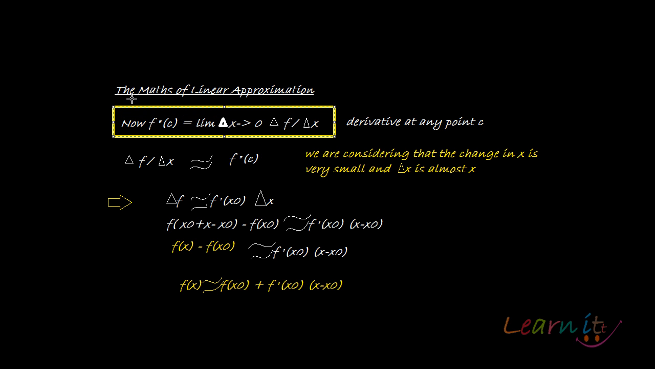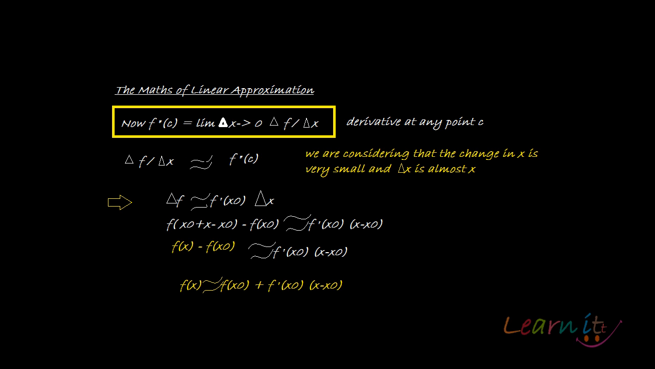Okay, so I know that, and you know that f dash c, the derivative of a function at any point c, is essentially the limit as the change in x tends to 0. We are looking at the limit of the ratio delta f by delta x, that is change in the function by change in x, as this change in x tends to a very small number, 0. So that is actually an approximation for the derivative.